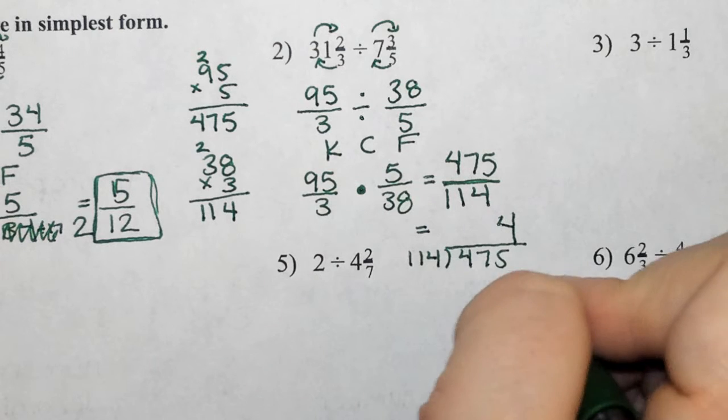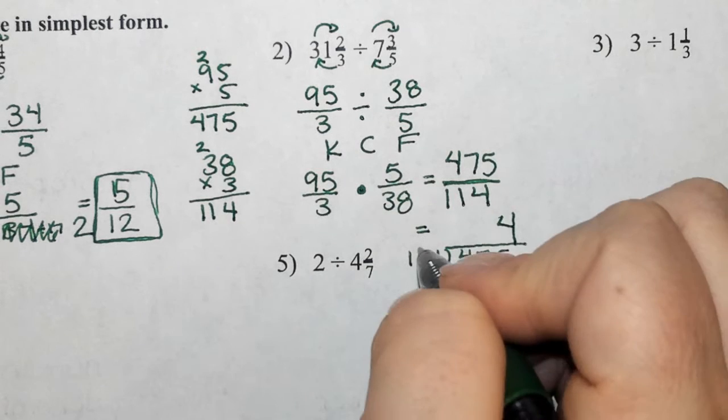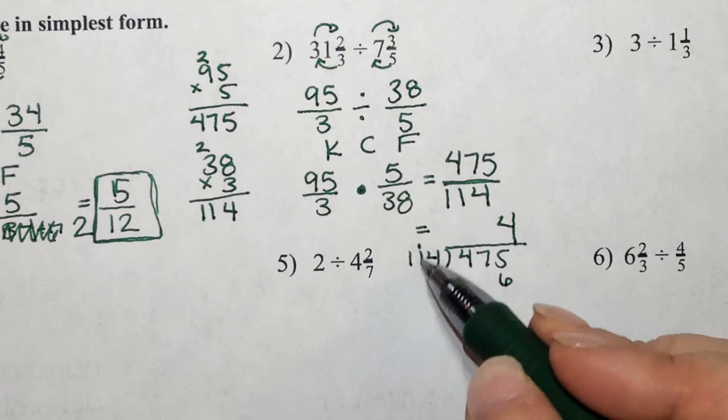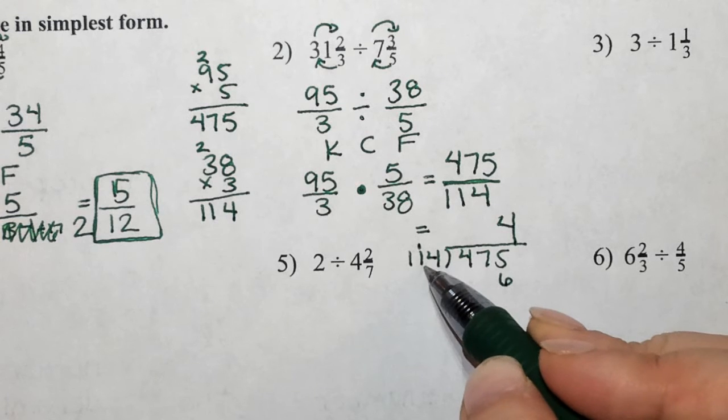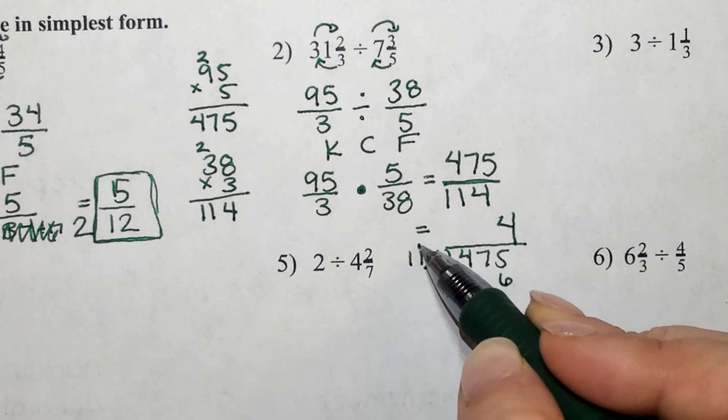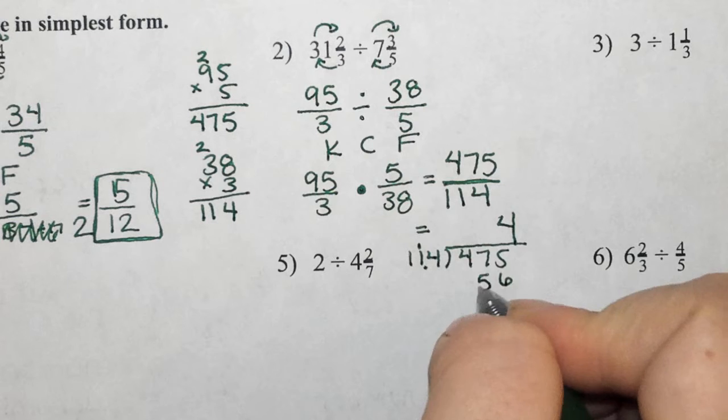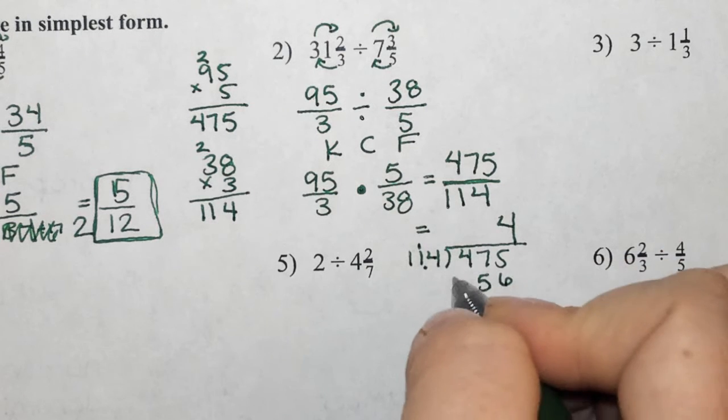4 times 4 is 16. I'm going to carry the 1. You can see I'm kind of carrying over here on the side. It looks weird. 4 times 1 is 4 plus that 1 that I carried. 5. And then 4 times 1 is 4.